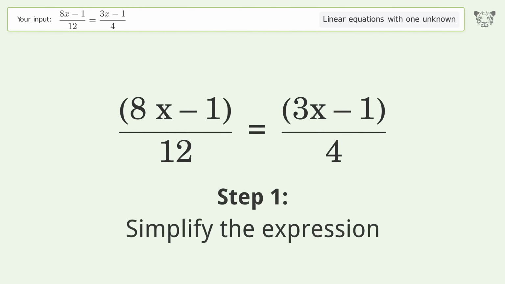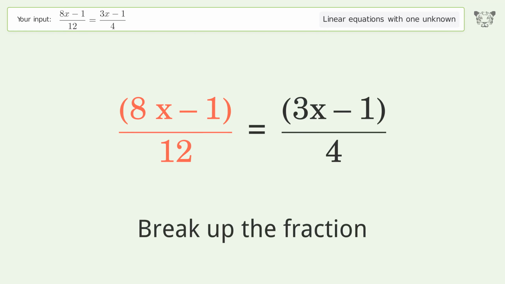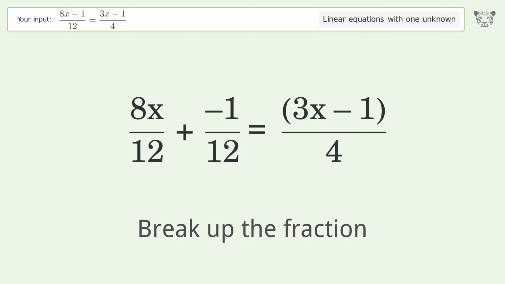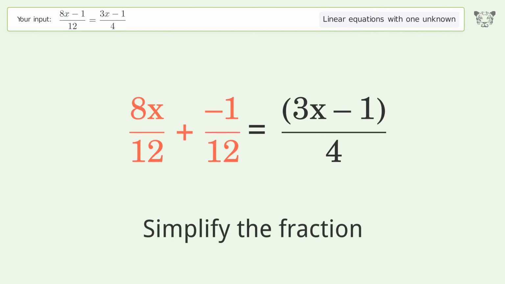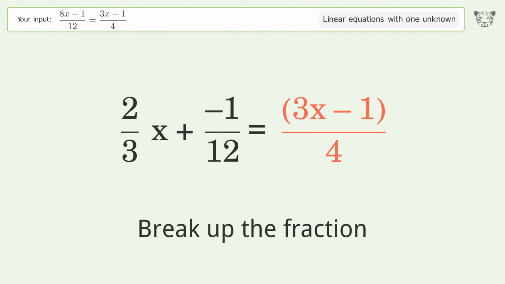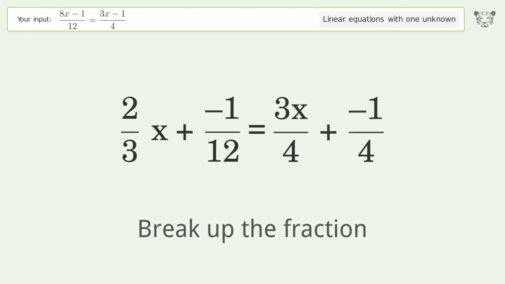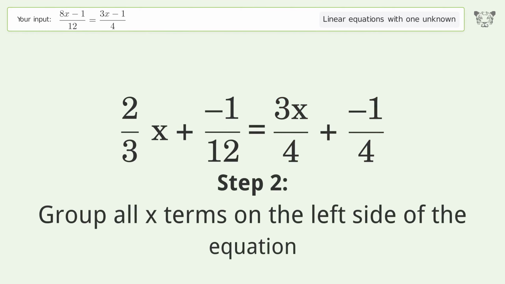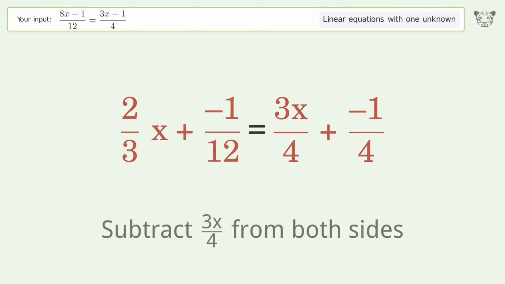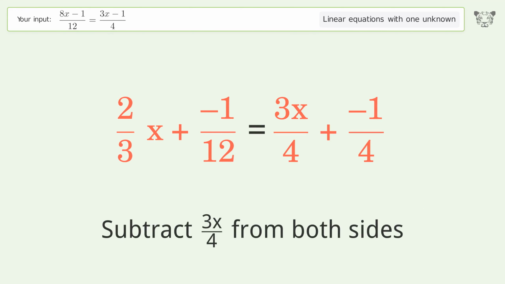Simplify the expression. Break up the fraction. Simplify the fraction. Break up the fraction. Group all x terms on the left side of the equation. Subtract 3x over 4 from both sides.